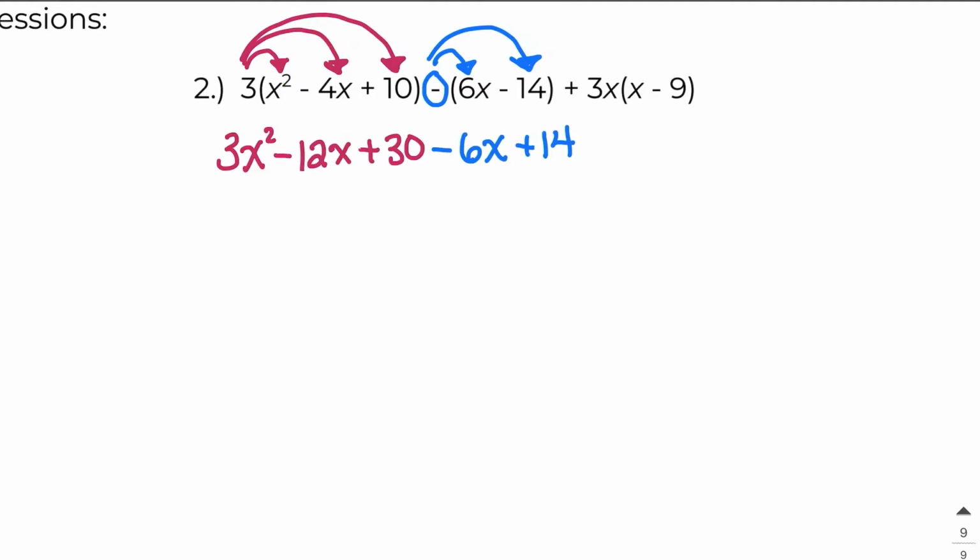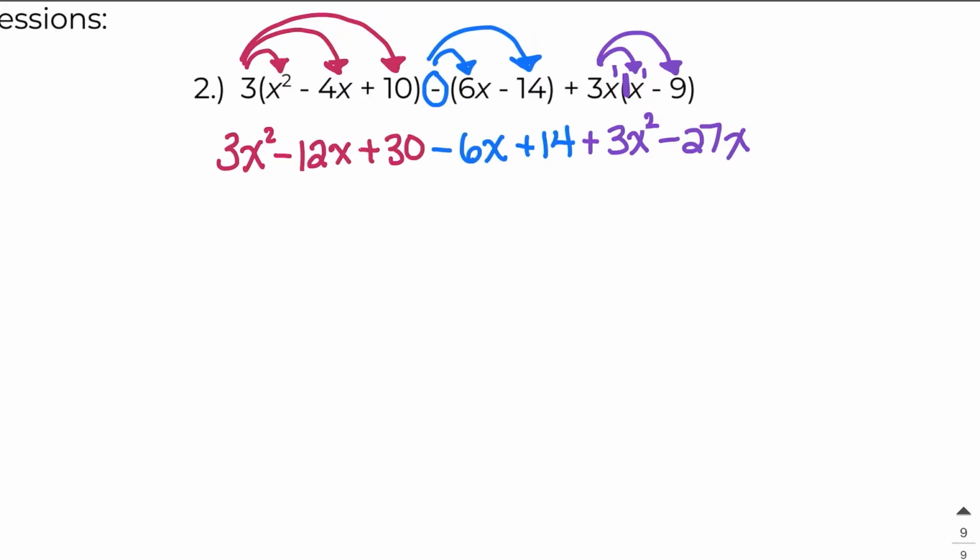And then lastly, I have this 3x, and I'm going to multiply the 3x through to the x. Now be very careful because this is technically 3x times 1x. So 3 times 1 is positive 3, but x to the power of 1 times x to the power of 1 is x to the power of 2. And then here, I'm going to do 3x times negative 9, and 3 times negative 9 is negative 27, so 3x times negative 9 is negative 27x. So I'm done with my distributing.